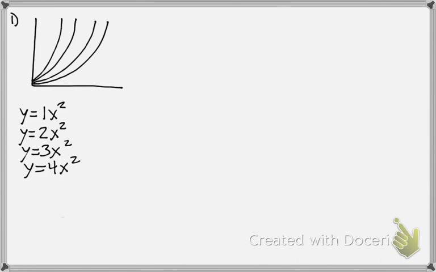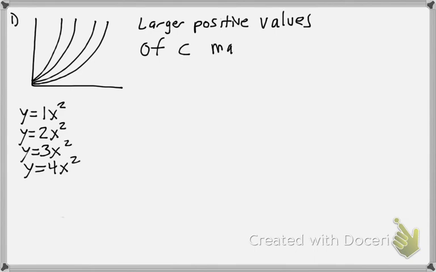So it says, discuss the effect of the coefficient c on a power function where the power is positive. Essentially, larger positive values of c make the function increase faster.